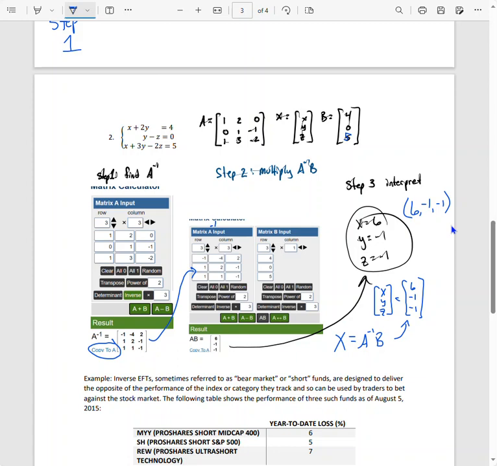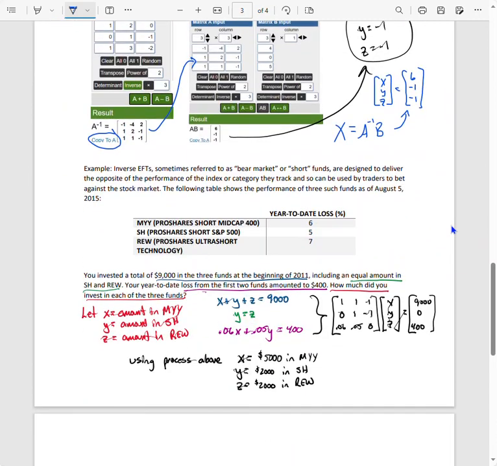All right, so that's our matrix calculator. That's how we're going to use it. That's how we interpret it. You could always do it by hand if you prefer.